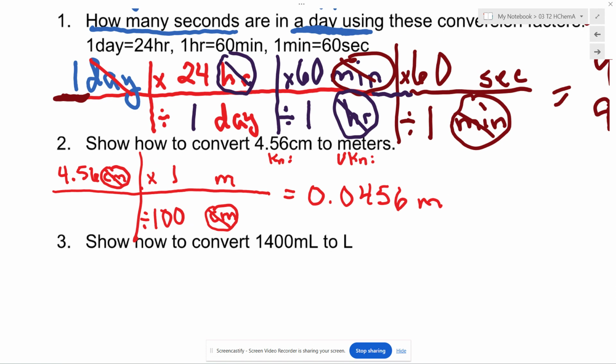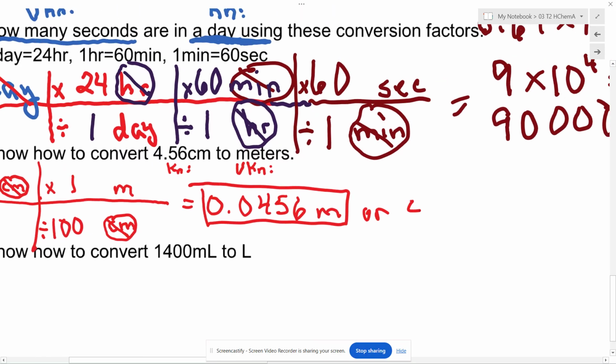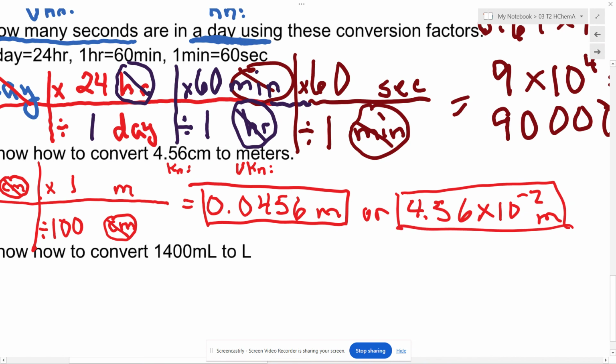And you'll notice our original measurement had 3 sig figs, and our final measurement has 3 sig figs. So we're just going to leave it like that. It is okay if you put it in scientific notation, but you do not have to. You could put it as 4.56 times 10 to the negative 2. Don't forget your unit, because that unit there is necessary to get all 5 of your points.